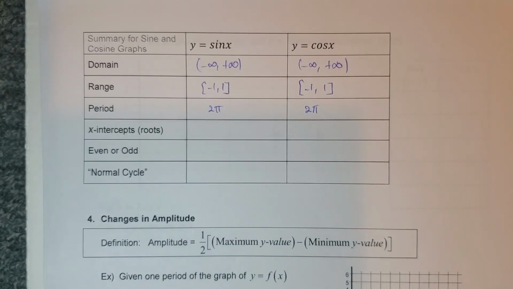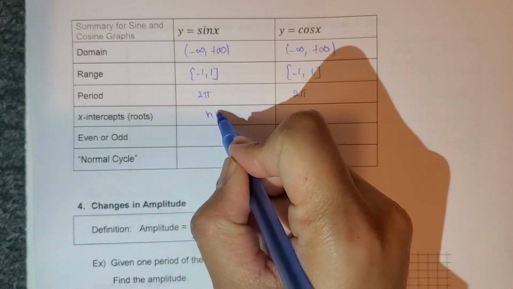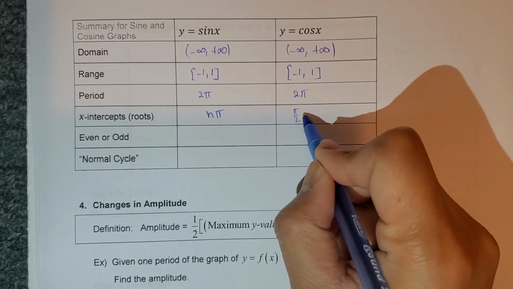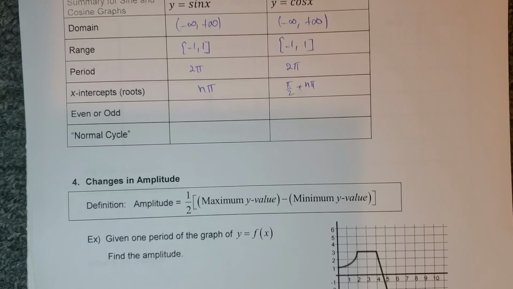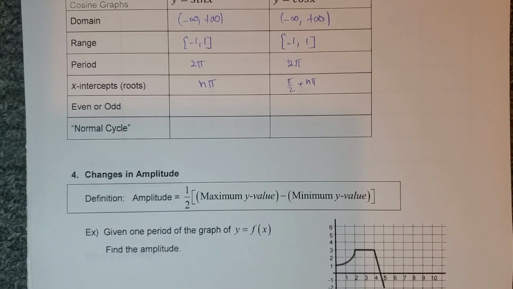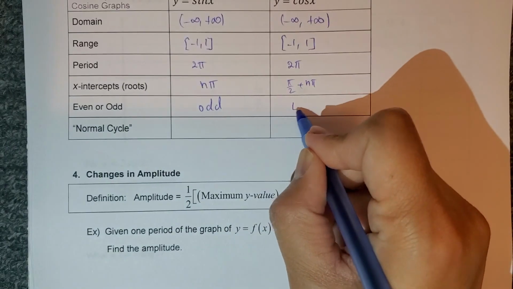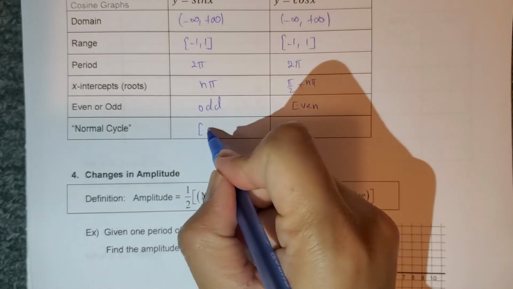The intercept or the root for sine is just n pi, and for cosine it's different: it's pi over 2 plus n pi. Is sine odd or even? Sine is an odd function and cosine is an even function. And the normal cycle is the same for both.